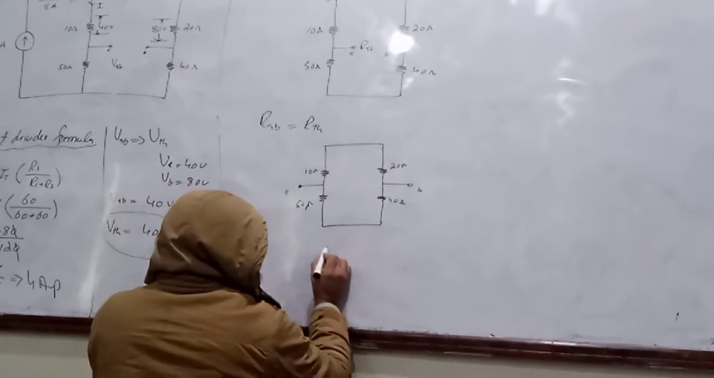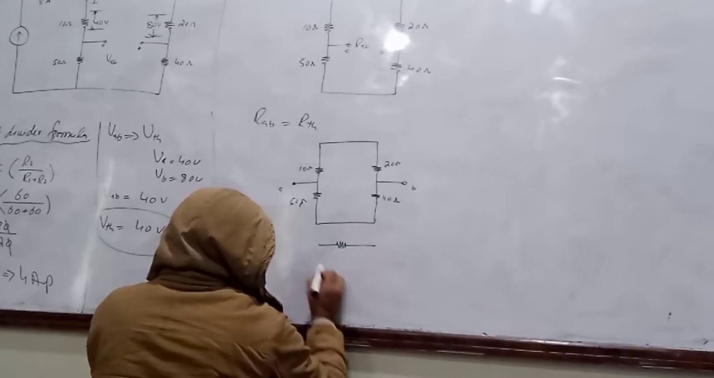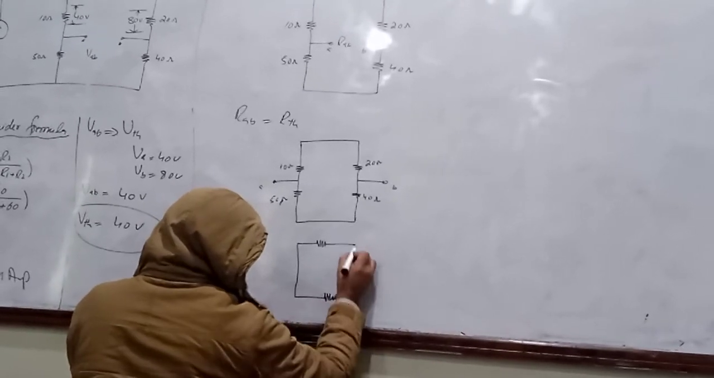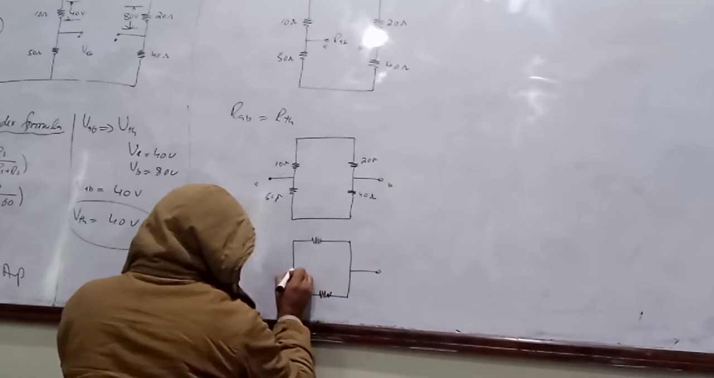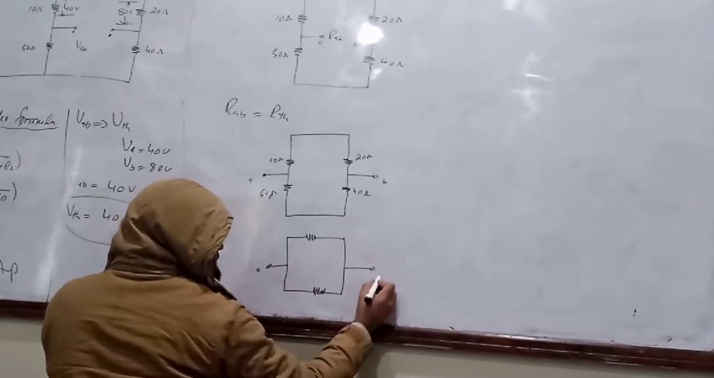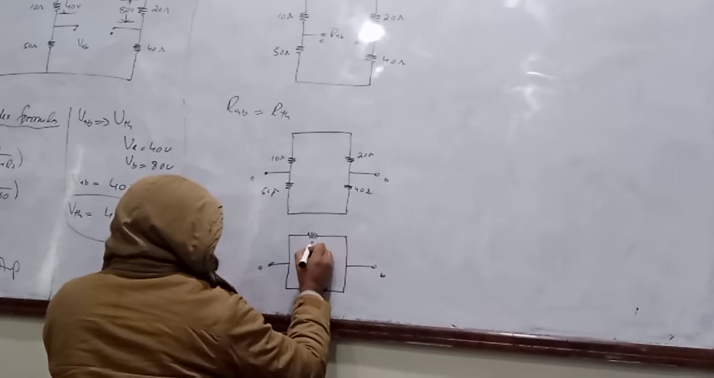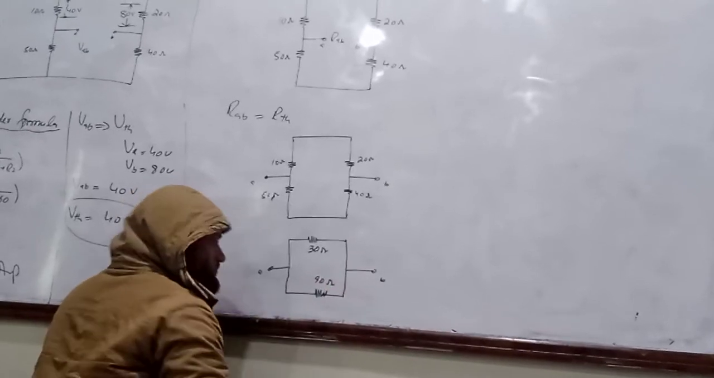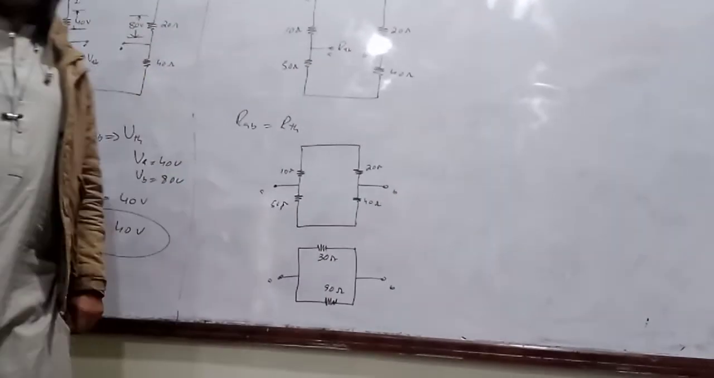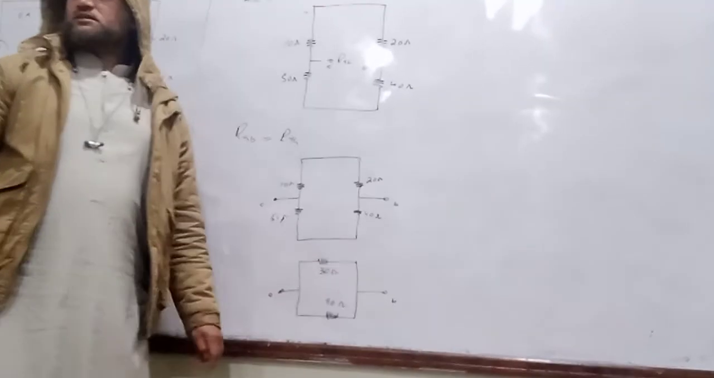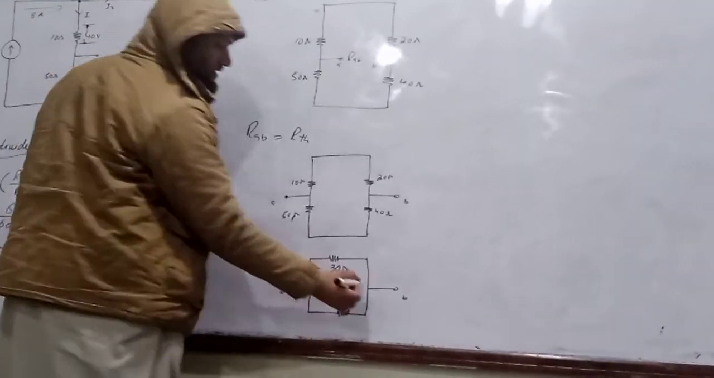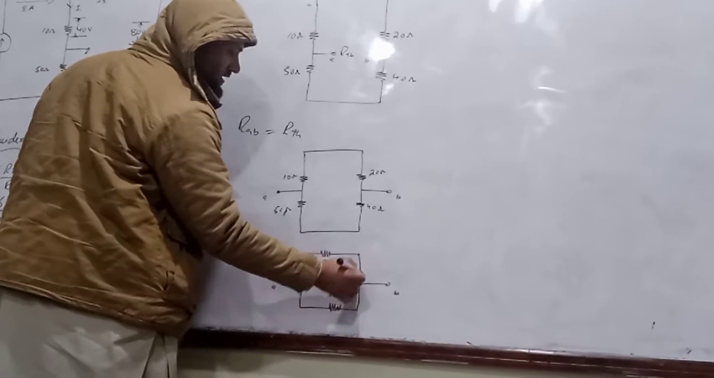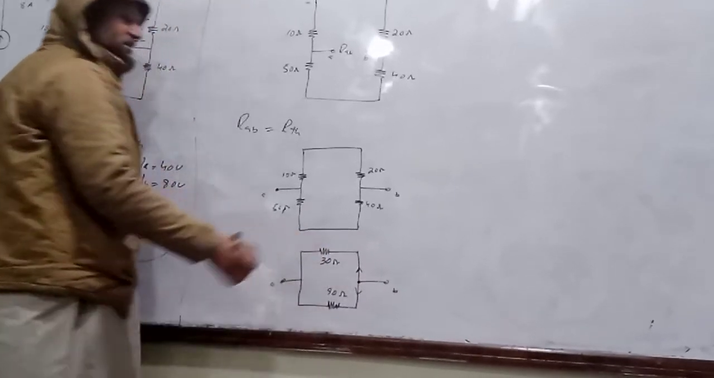Series. So it will be looked like this. A, B, 30, and 90. And now these resistors are in series. Why? The current is dividing. Some of the current will flow like in this direction, some of the current will flow down.